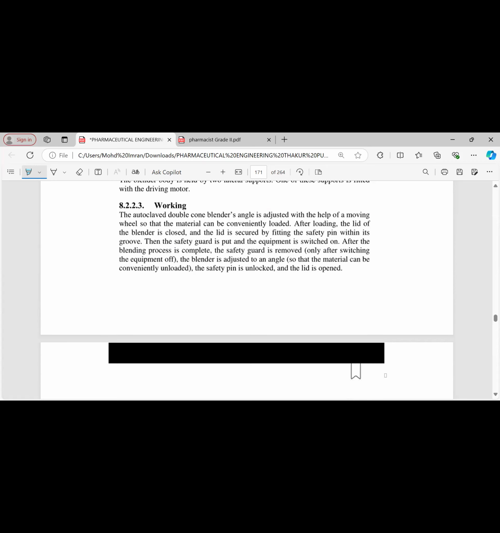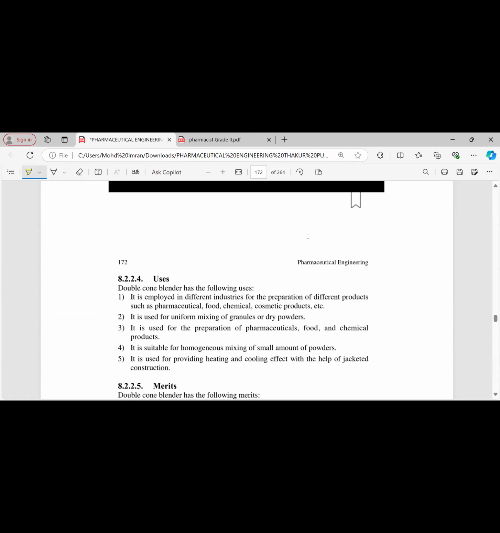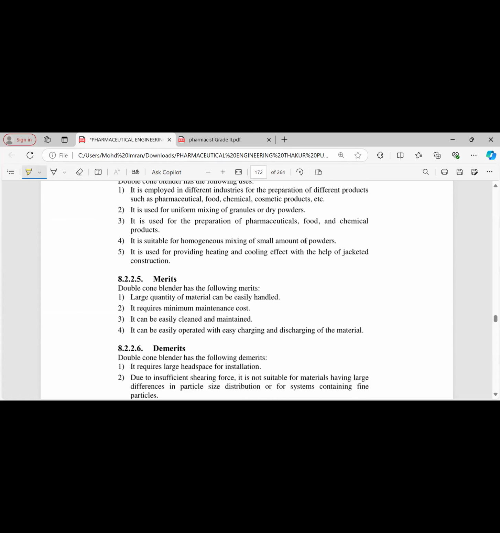So this is about the double cone blender. The points to be focused on here are uses: where we are going to use the double cone blender, and what are the merits and demerits. You can see here, focus clearly. The double cone blender is used in granulation of dry powders, food industry, chemical industry, pharmaceutical industry, cosmetic industries. Everywhere we use the double cone blender for mixing. It is suitable for homogeneous mixing of small amounts of powder.